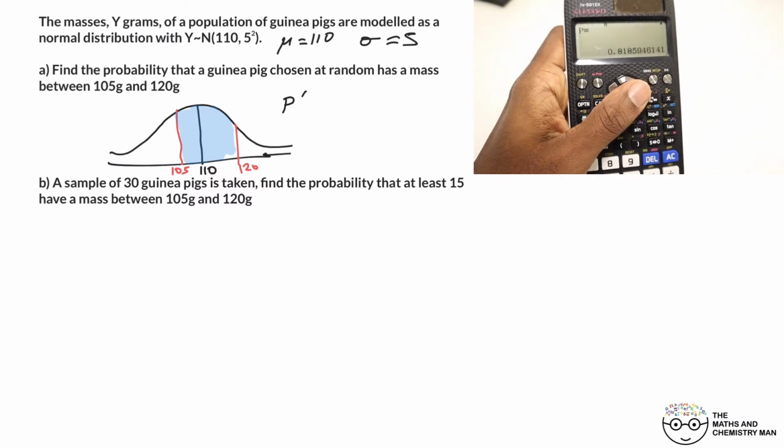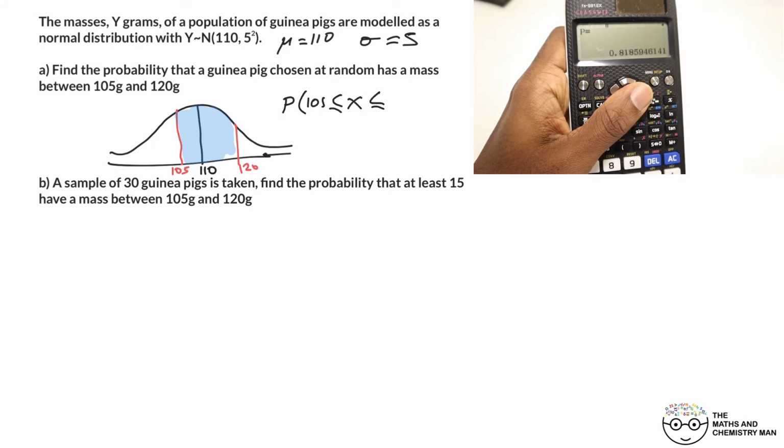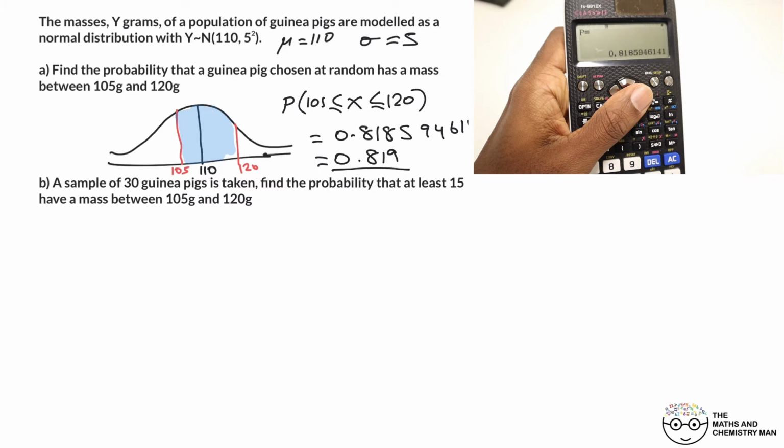So what we'll say is the probability that x is greater than or equal to 105 and less than or equal to 120 is going to be 0.818594 6141. If we put that to 3 significant figures, we'll go with 0.819. And there we go.